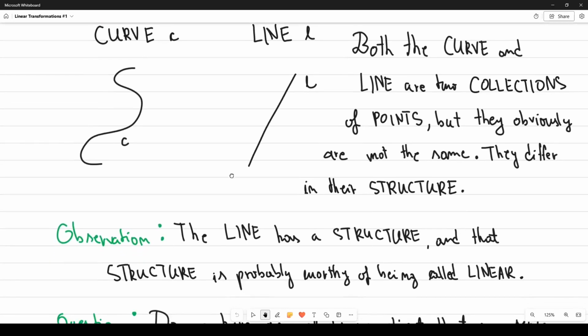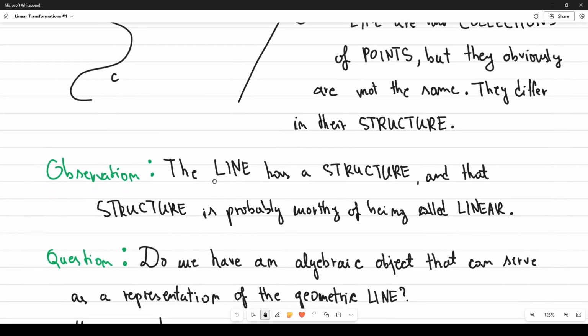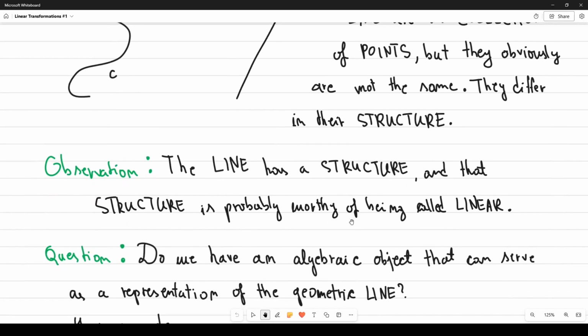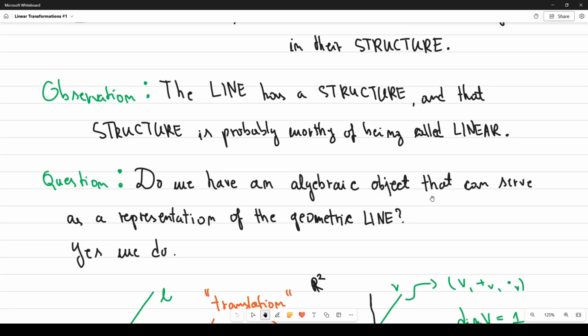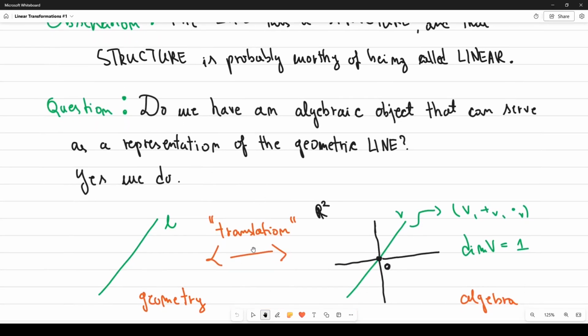So, observation: the line has a structure, and that structure is probably worthy of being called linear. Again, I hope you agree with me on this. Now, do we have an algebraic object? A line is purely geometric, but do we have an algebraic object that can serve as a representation of the geometric line? And, well, yeah, we do.